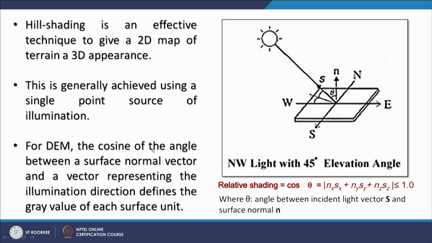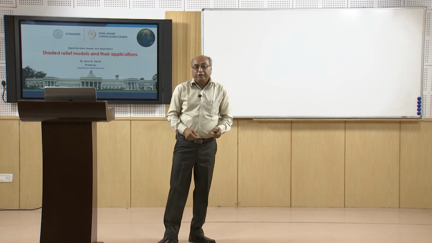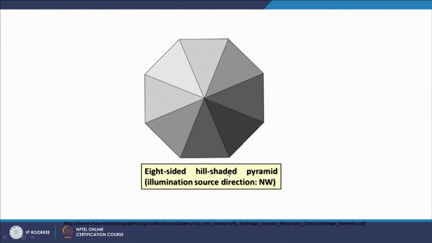For DEMs, the cosine of the angle between the surface normal vector and the vector representing the illumination direction defines the gray values for each unit. This we have to remember when we interpret these shaded relief models. This is one example: suppose there are 8 facets, an 8-sided hillshaded pyramid, which we see here. If we are illuminating from the northwest direction, then this facet or triangle will be illuminated the most, it will have maximum lighting, whereas in the opposite direction, the southeast facet or triangle will have darkness or shadow.